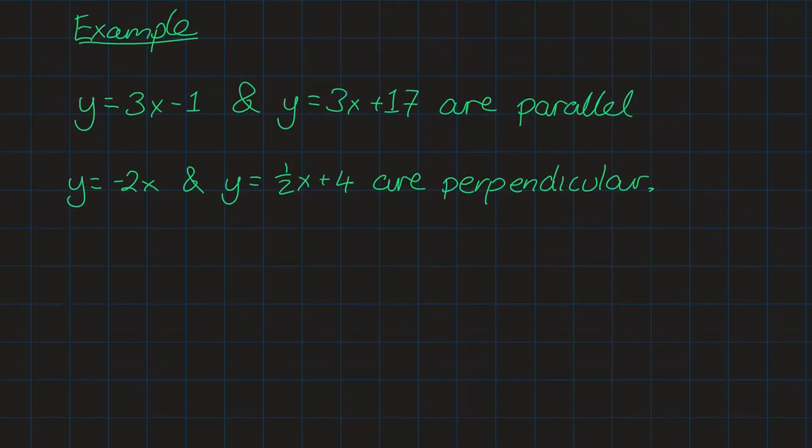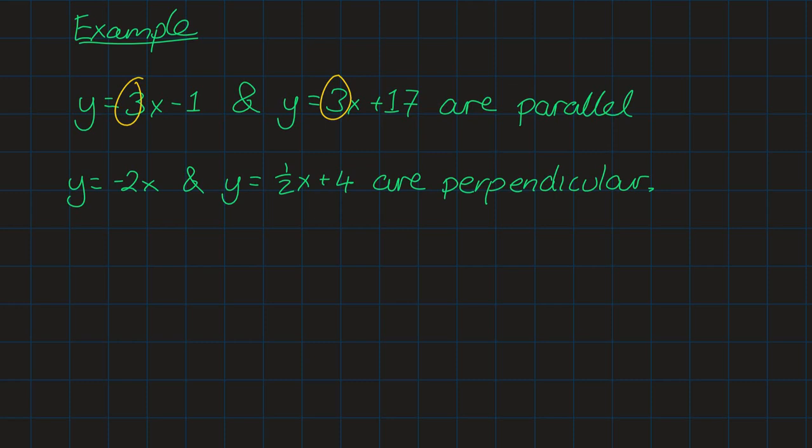This example right here, very quick, it just says y equals 3x minus 1 and y equals 3x plus 17, they're parallel. And you know this because 3 and 3 are equal. They have the same slope, so they're parallel.